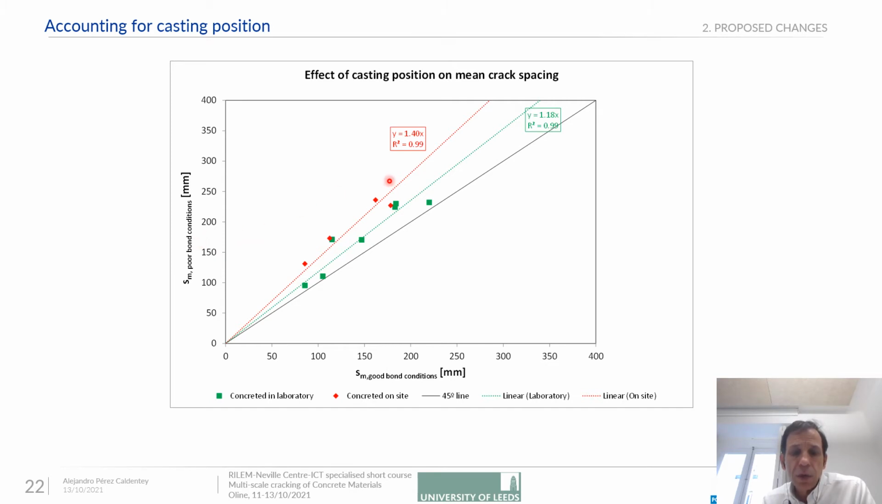And another very interesting result here is that we separated the results between the specimens which were concreted on site and the specimens which were concreted in the laboratory. So on site they are the red symbols, and you can see that we have a larger effect when the workmanship is poor with respect to the effect we have in a laboratory.